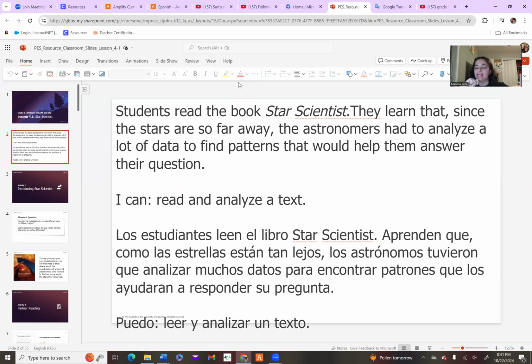So everybody say, I can read and analyze a text. Everybody say, puedo leer y analizar un texto.